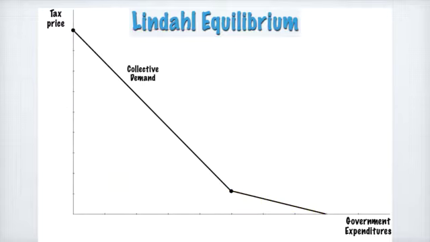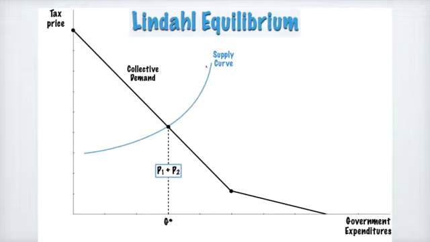Let's use this collective demand curve to see what the efficient level of consumption of public goods is, i.e. the amount of government expenditures. It's where the supply curve, or the marginal cost curve, is equal to the collective demand curve, which is also the marginal benefit curve. Where the supply curve and the demand curve for public goods, i.e. government expenditures, are equivalent to one another, that is the equilibrium amount of government expenditures, indicated by G star, and the price associated with that is the tax price 1 plus the tax price 2 for these two individuals.